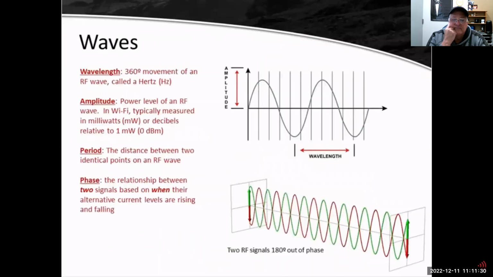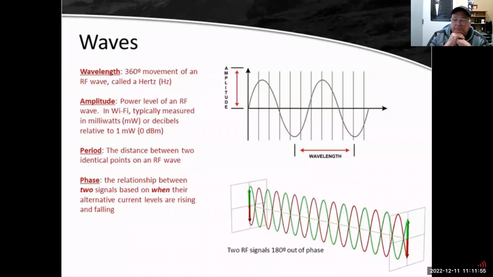Now, the other factor is the wave itself. The wavelength is an entire 360-degree movement of an RF wave. This is 1 hertz. And waves have characteristics that are important, like the amplitude of the wave. This is the strength or power of the wave. How strong is it? And the strength or power of the wave attenuates or weakens as it travels through free space and as it passes through materials like walls and doors and floors.